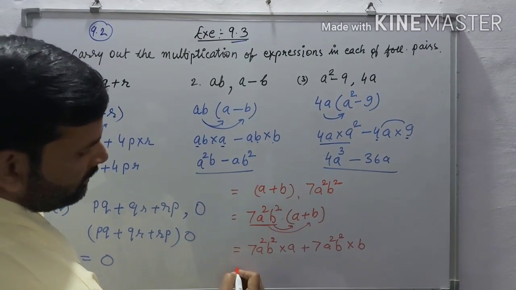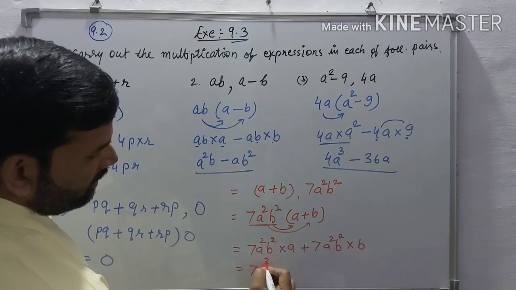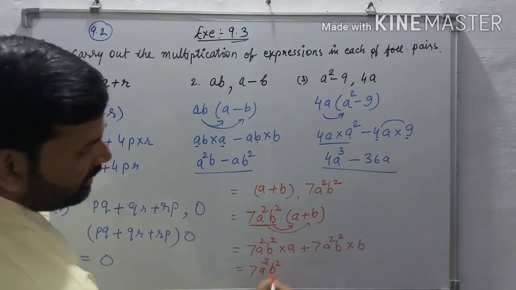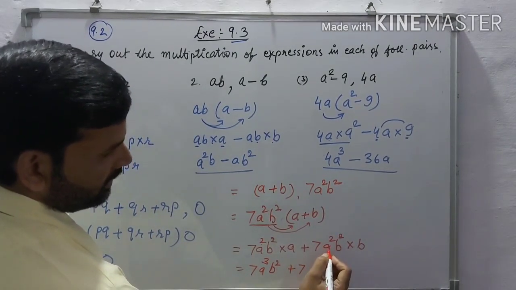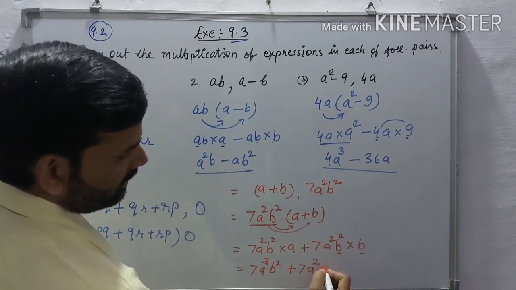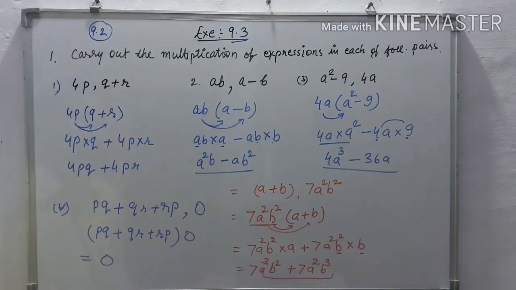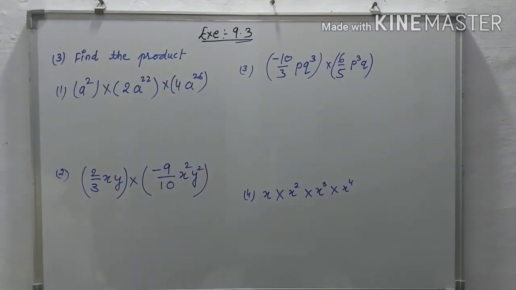Here, counting, 7 a is 2 and 1, so 3 times, power of 3, and b is only 2 times. Next will be plus 7, here a is 2 times and b is 2 and 1, 3 times, so power of 3. Okay, question number 3, second question, you solve in your book.